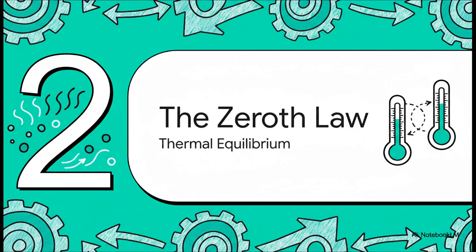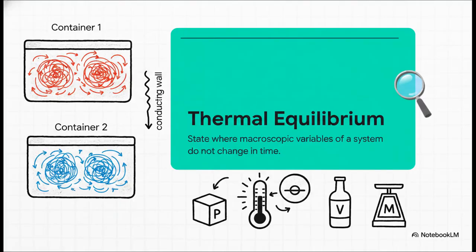Moving right along, section 2, the zeroth law. Okay, imagine 2 gases in completely separate containers. If you bring them together, separated only by a wall that conducts heat, eventually, things are going to settle down. That settled state, that's what we call thermal equilibrium. It basically means the large-scale macroscopic variables of a system, stuff like pressure, volume, mass, have totally stopped changing over time. The temperatures between the 2 systems have completely equalized.